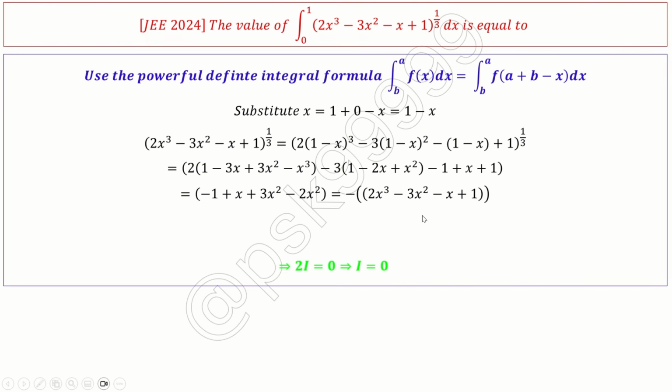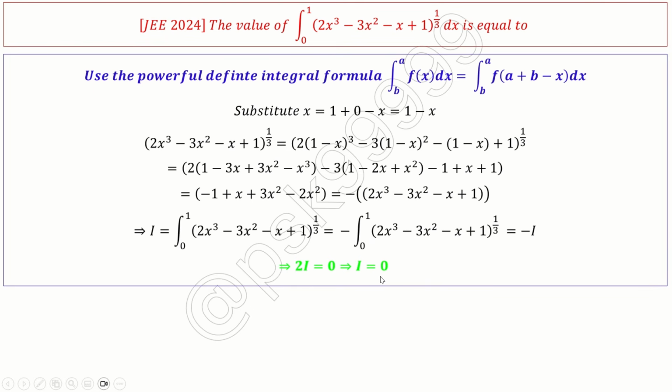That's what you get. So my integration is very simple now. I is nothing but this is what is given, which is same as minus of integration from 0 to 1 of same f of x to the power of 1 by 3, which is minus I. So I is equal to minus I, which means 2I equal to 0, or I equal to 0.